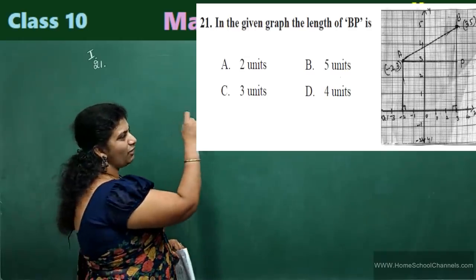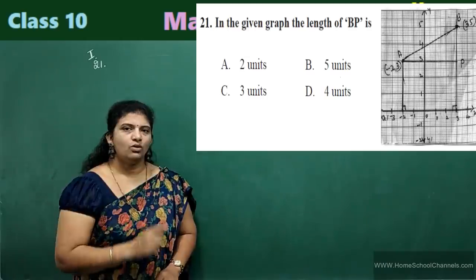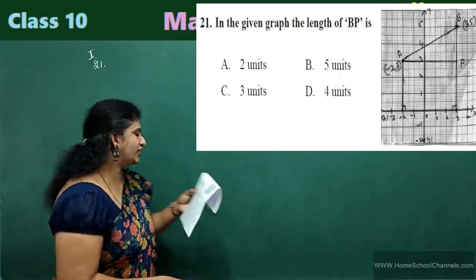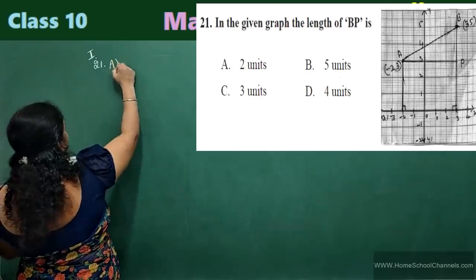Or you can count, children, 1, 2. What is the length of BP? 2 units. Check for your option. Option A.